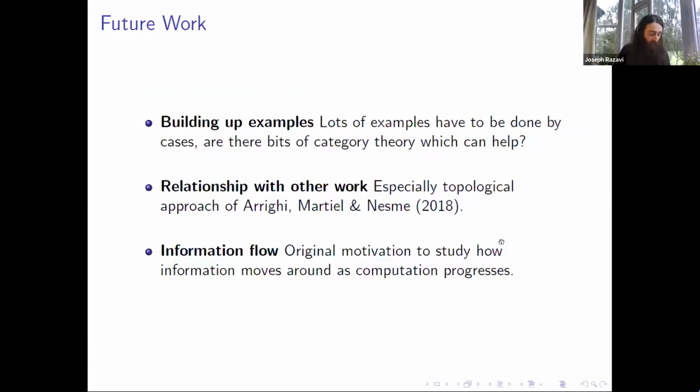And now future work, which I won't go into in too much detail, but if anyone knows any nice category theory that they think might help build examples, let me know. There's a very nice topological characterization of Gandy machines, which I think might interact with this very well. And if you want to know about my original motivation, which was somehow about how information flows during the computation, so properties which are initially global properties get shrunk down to local ones, I think this should be a nice setting to study that question, and you can ask me afterwards if you're interested in that.